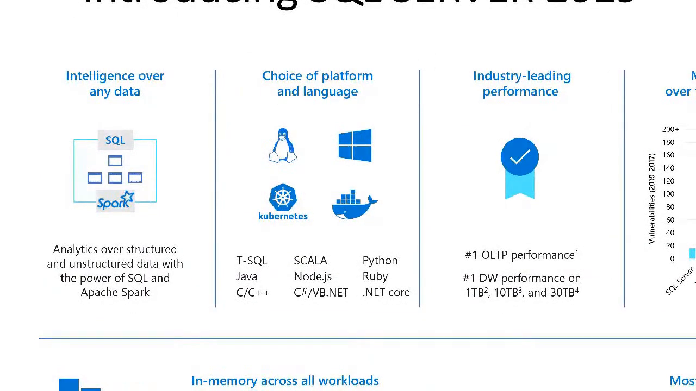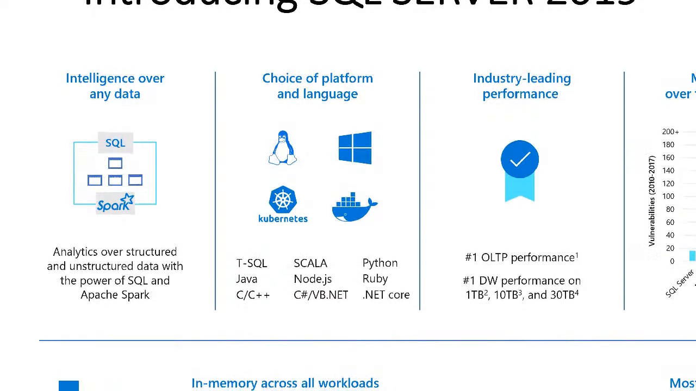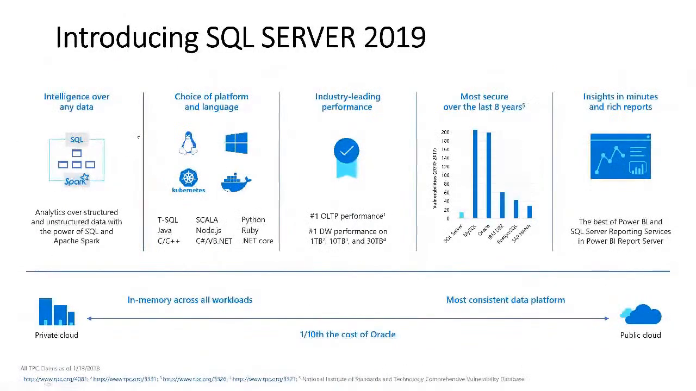You see intelligence over any data on the left portion of this screen. When you see intelligence over any data, what this means is that you can run T-SQL and any Spark-known language on your data, and SQL Server is able to interpret it and give the desired result. Those are languages used mainly for machine learning and also for big data environments.